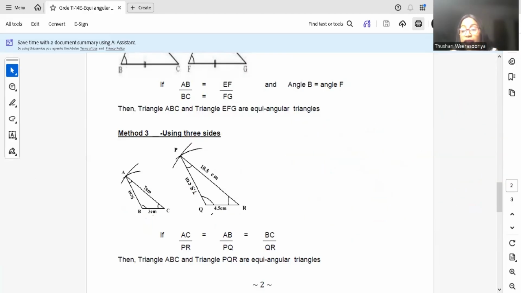Right. Now, those are the 3 ways of checking equiangular triangles.